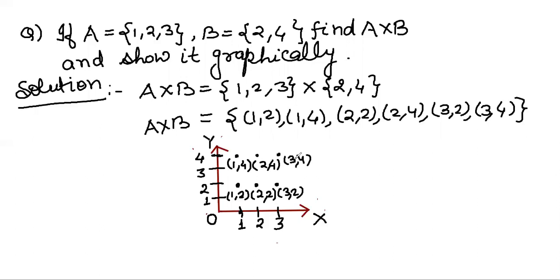So this is the way to represent Cartesian product of sets on coordinate axes. I hope it is clear for you all. Now we will discuss diagrammatic representation of Cartesian product of two sets.